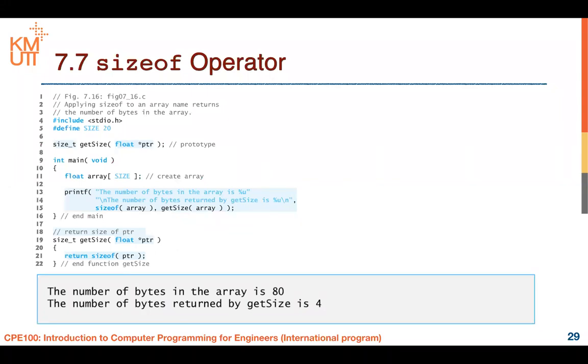Okay, this is an example of how to use the sizeof operator to find the size of an array. This one is a float array of size 20. Float is 4 bytes, multiplied by 20 is 80. So that's why the number of bytes of this array is 80. And the size of a pointer to floating point will be 4. PGI is a floating point pointer, so it is 4.